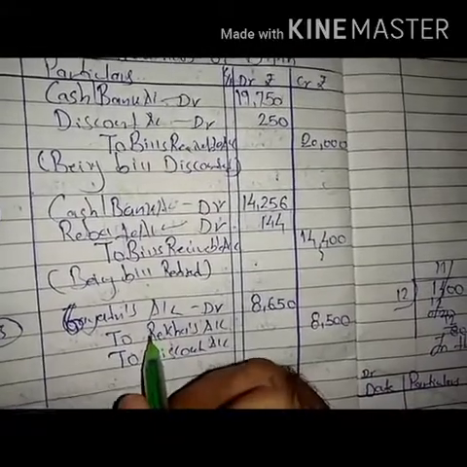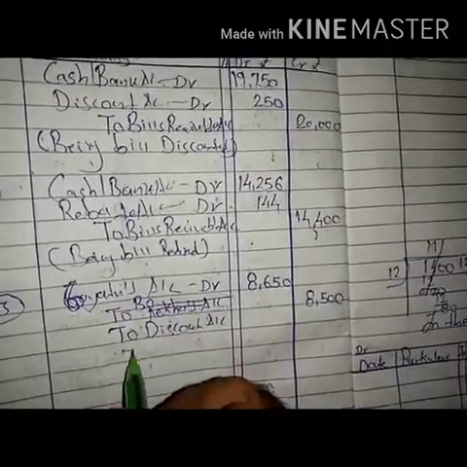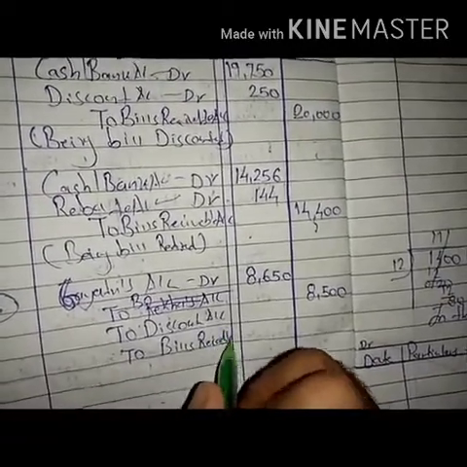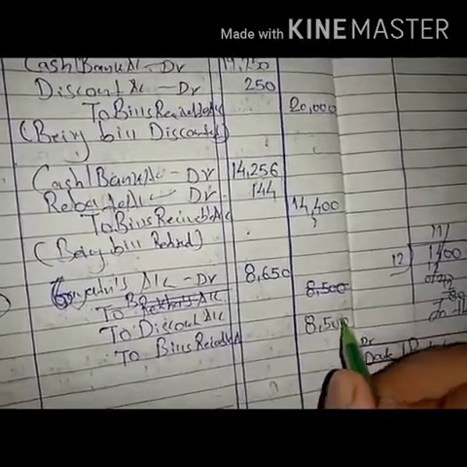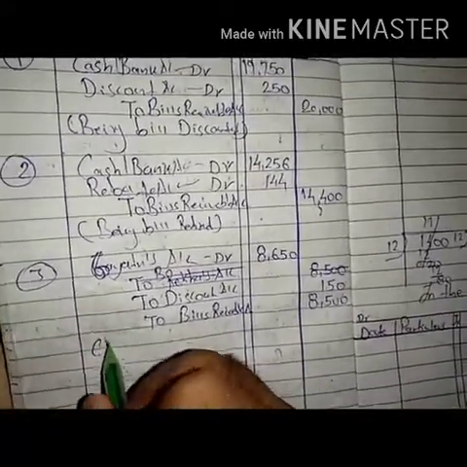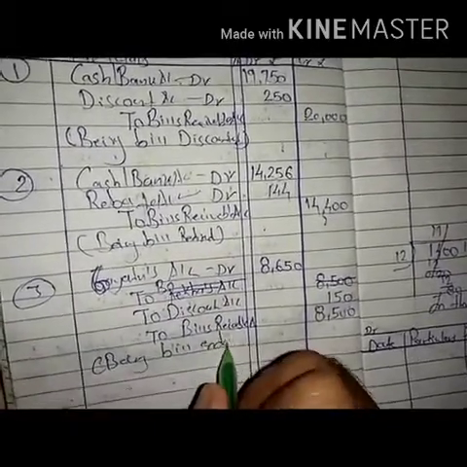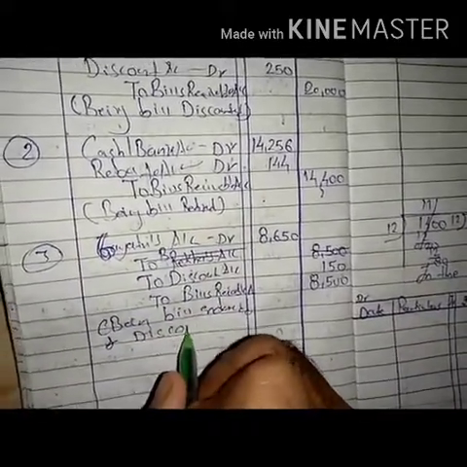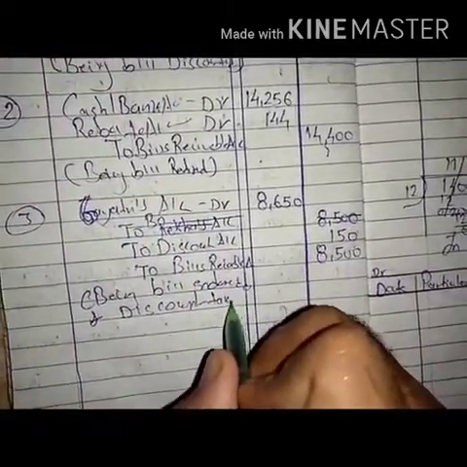Sorry, no Rekha. It should be bills receivable account 8,500, and the discount is 150. Being bill endorsed and discount taken.